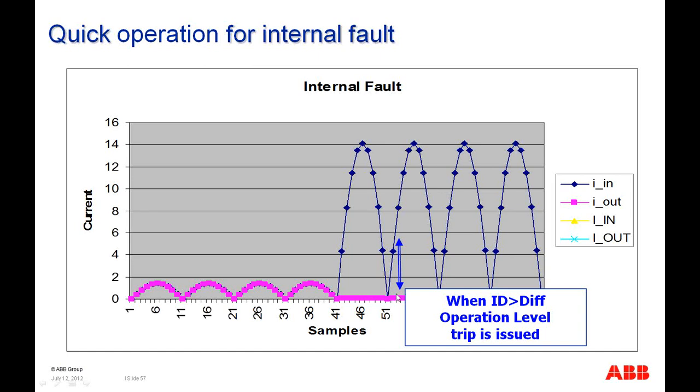So we have this difference between the output current and the input current in this differential analyzer. Whenever the difference between the output current and input current exceeds the ID value, the differential operate level, we issue a trip in the relay. So this is the difference between the two, and when we get up to a certain level here, the relay operates.